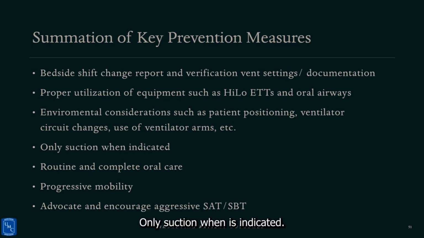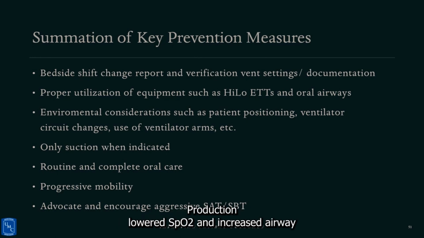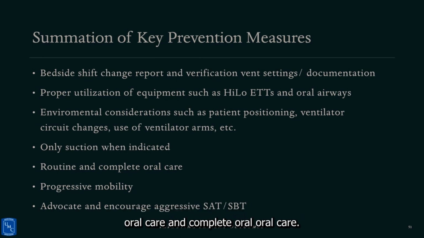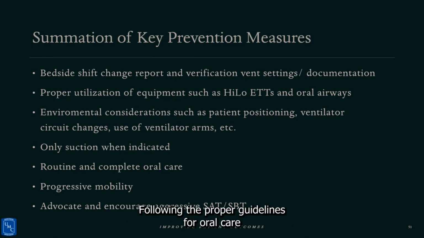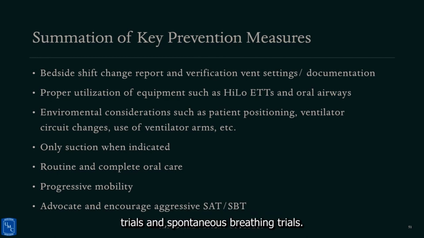Only suction when indicated. Suctioning causes irritation, which ultimately causes more secretion production. Lowered SpO2s and increased airway resistance are examples of indications for suctioning. Routine oral care and complete oral care. Following the proper guidelines for oral care is important in preventing the growth of harmful bacteria. Progressive mobility is a great opportunity to get your patient up and those secretions moving. Being an advocate for your patient is also extremely important. Be encouraging of aggressive spontaneous awake trials and spontaneous breathing trials.